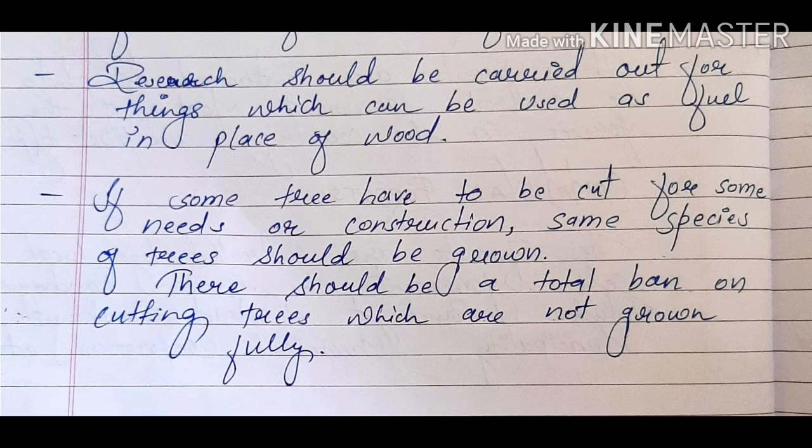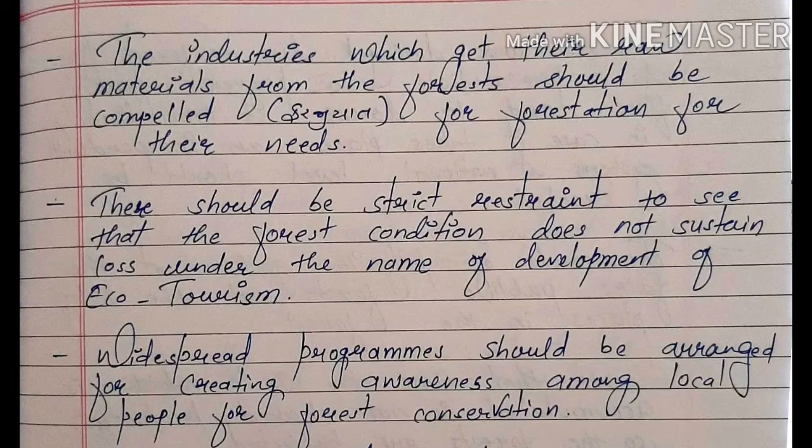If some trees have to be cut for some needs or construction, the same species of tree should be grown. There should be a total ban on cutting trees which are not fully grown. The industries which get their raw materials from the forest should be compelled to do forestation for their needs. There should be strict restraint to see that the forest condition does not suffer loss under the name of development of ecotourism.